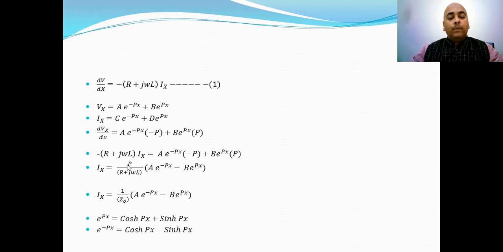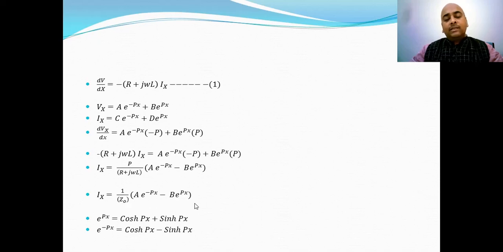or from here we obtain that Ix is equal to p by (r plus j omega L) into (A e raised to power minus px minus B e raised to power px), or we obtain that Ix is equal to 1 upon Z naught into (A e raised to power minus px minus B e raised to power px), where p was root of (r plus j omega L) into (g plus j omega C), and this constant, that is p by (r plus j omega L), we are writing it as Z naught.